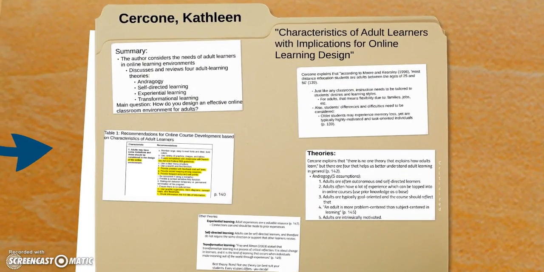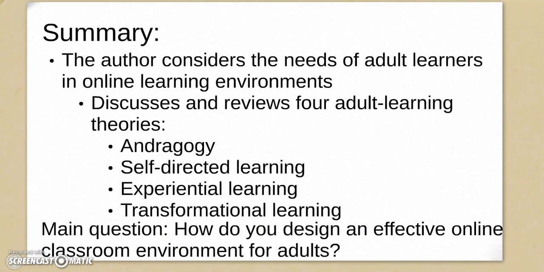The next study we'll be looking at is by Sircone, which is really focusing on adults and how adults respond to learning environments and how we should be creating learning environments for adults in particular ways. So the author discusses and reviews four adult learning theories: androgyny, self-directed learning, experiential learning, and then finally transformational learning. And the main question for this author is, how do you design an effective online classroom environment for adults?